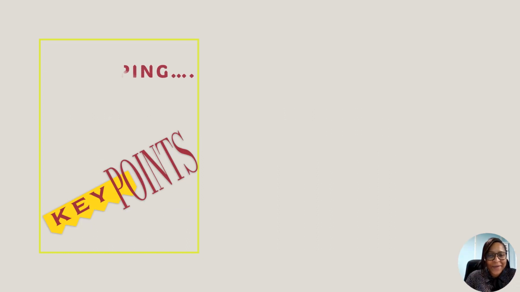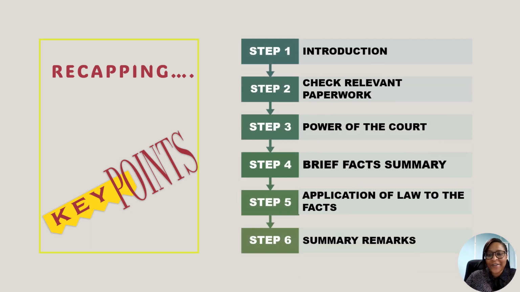Let us recap. Having a structure in an advocacy exam is very important. It can assist you with achieving all the objectives of the exam. I have discussed 6 main steps that you can adopt for your advocacy exam. Firstly, an introduction. Secondly, check the relevant paperwork.